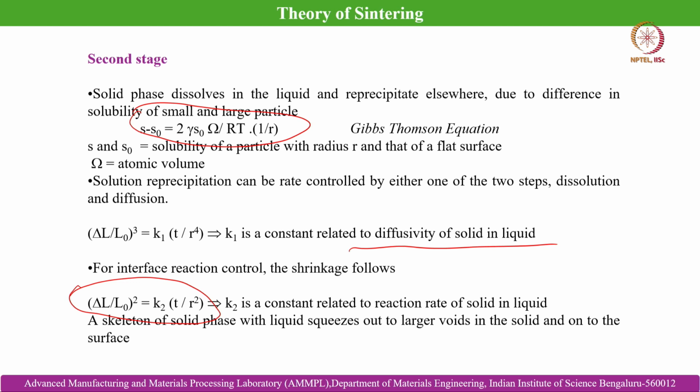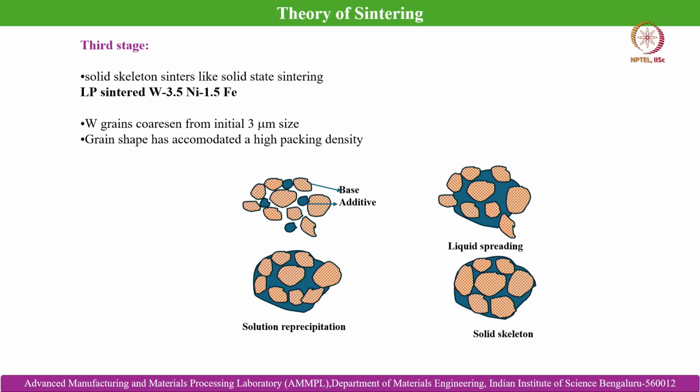A skeleton of solid phase, with liquid squeezed out to larger voids in the solid and onto the surface, is shown over here. In the third stage you can see the solid skeleton sinters like solid state sintering and liquid phase. The mechanism is shown schematically over here. So, this is the base additive. You can see that these are the binder ingredients that are added at the very beginning when we are preparing the powder compact. This is for the first route.